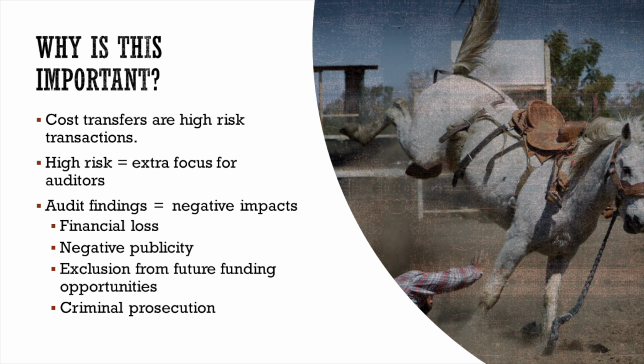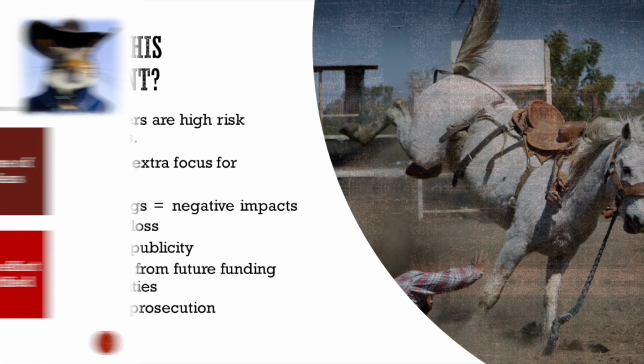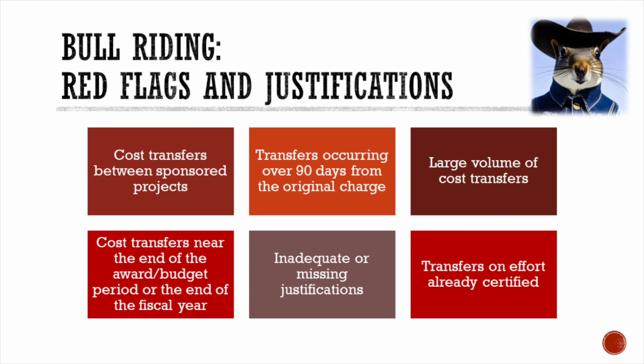So how do we minimize the risk? Let's talk bull riding. Bull riding is probably the best known rodeo event. For our purposes, it's one of the most critical. For our brutally extended metaphor here, bull riding is about recognizing what could throw our squirrel into the stratosphere before our 8 seconds are up, and how to keep that squirrel in the saddle where he belongs. The following transactions present the greatest risks. These are the biggest red flags.